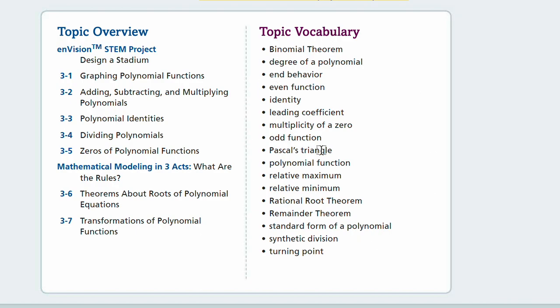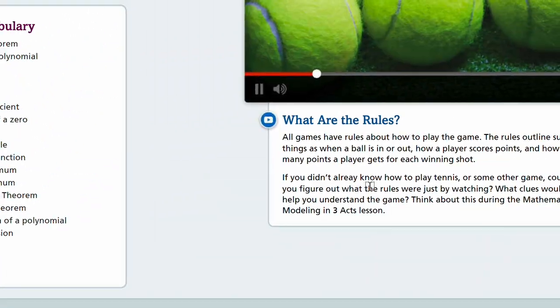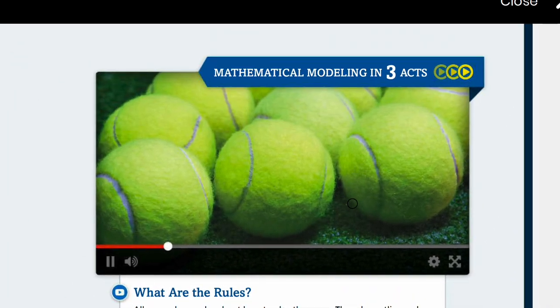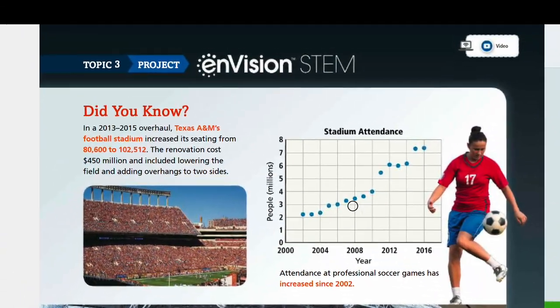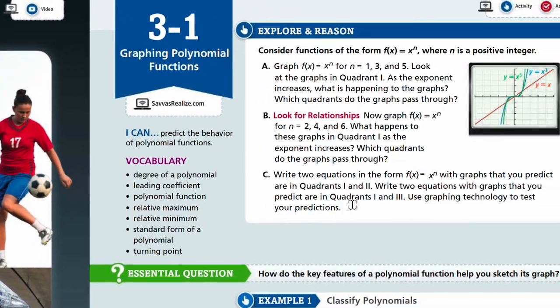So it will be helpful if you could review these vocabulary words beforehand, so that as we go through our lessons, you know just a little bit of an idea what we are going to be talking about. But even if you don't understand right now, that's fine, because we're going to go through them. Okay, so yeah, we have some mathematical modeling in 3 acts and STEM problems that you could do.